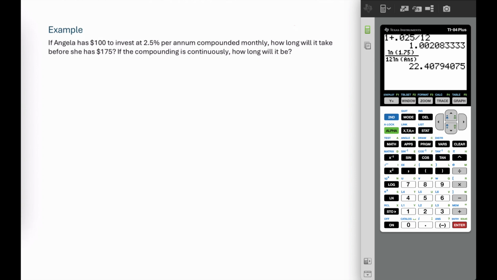Now the second part of this question says how long would it take if we were compounding continuously? If we're compounding continuously, we need the other formula, the PERT formula. But all these other values are going to plug in the same way. We have P is equal to 100, the annual interest rate is 0.025, we're compounding continuously, not monthly, but we're still being asked how long it's going to take before she has $175. So again, we're going to plug 175 in for the maturity value, which is A.